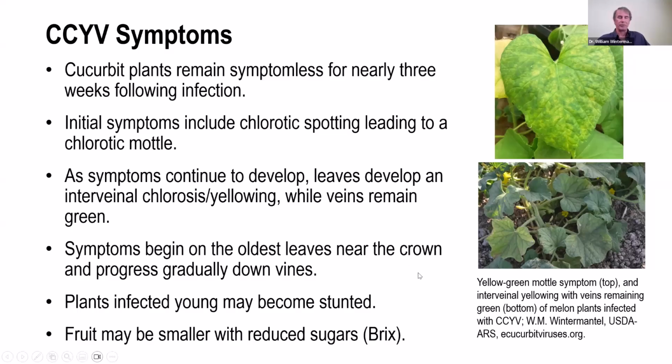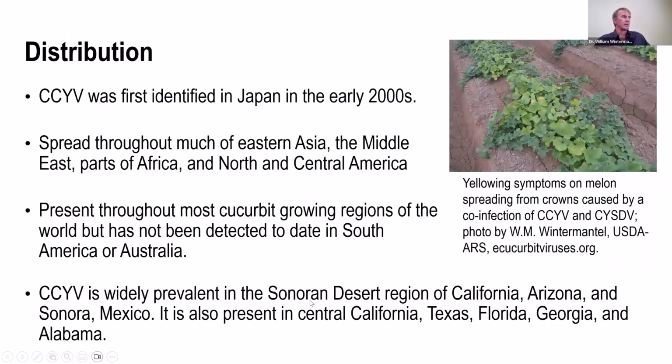Plants that become infected young can become severely stunted, particularly when they are infected at the cotyledon or first leaf stage, and fruit may be smaller or with reduced sugars. Plants generally have less vigor.